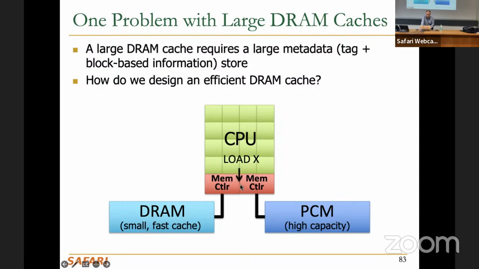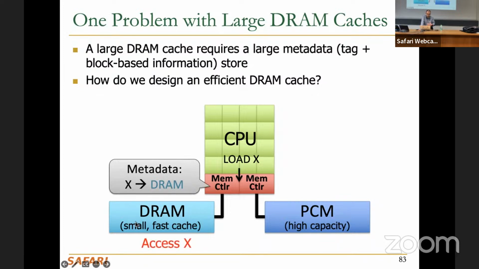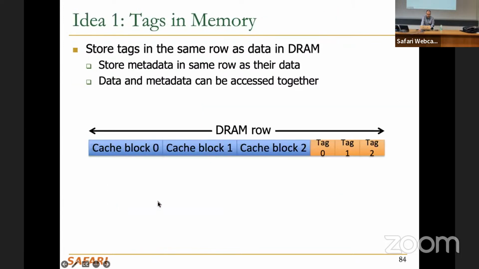So when you issue a load request, you first want to see if the data can be obtained from this DRAM cache, right? So you need to check the metadata. You need to access it, and then if it's a hit, you can get the data from DRAM, basically. Otherwise, you should go to the PCM. So the question is how we store tags.